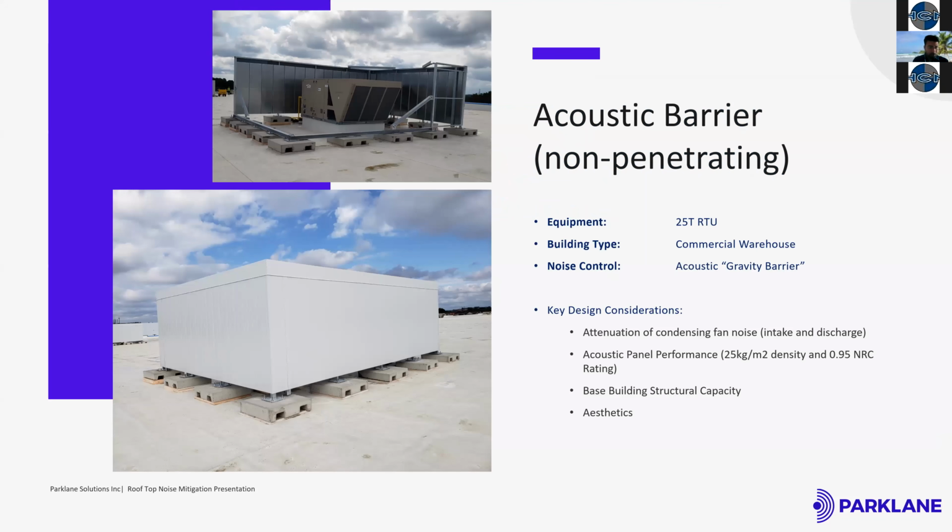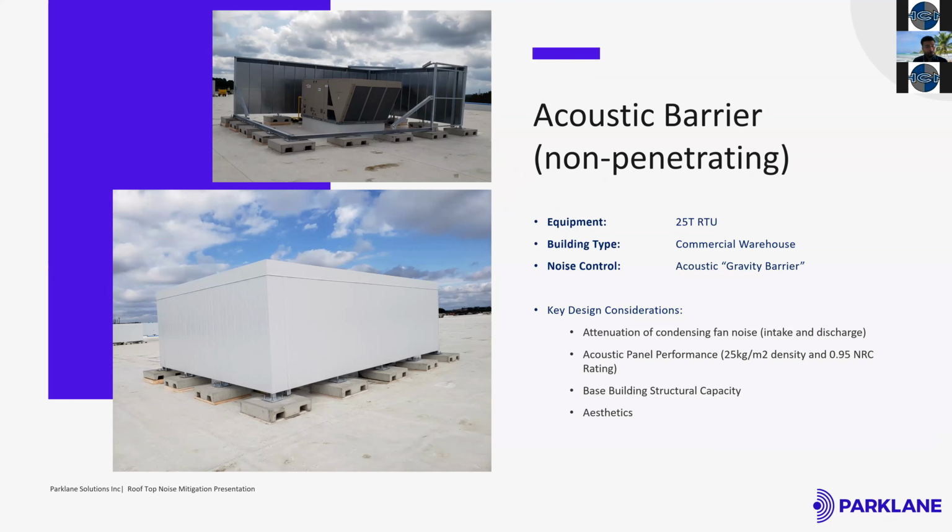In this case, there's a rooftop unit that required mitigation and the receiver is on the other side, and that's why the acoustic barrier wall is just two-sided as opposed to four-sided. And in this instance, this is the example of an acoustic gravity barrier.